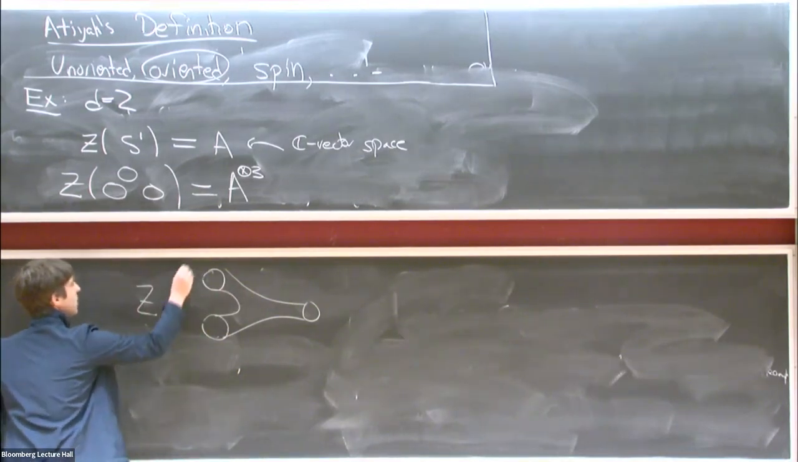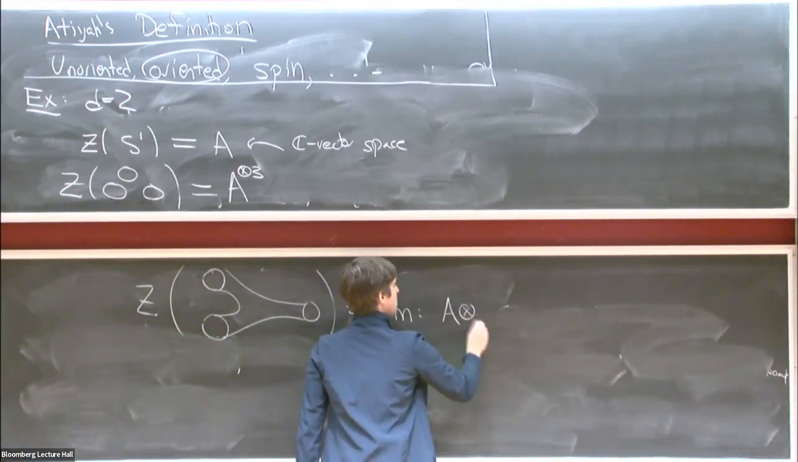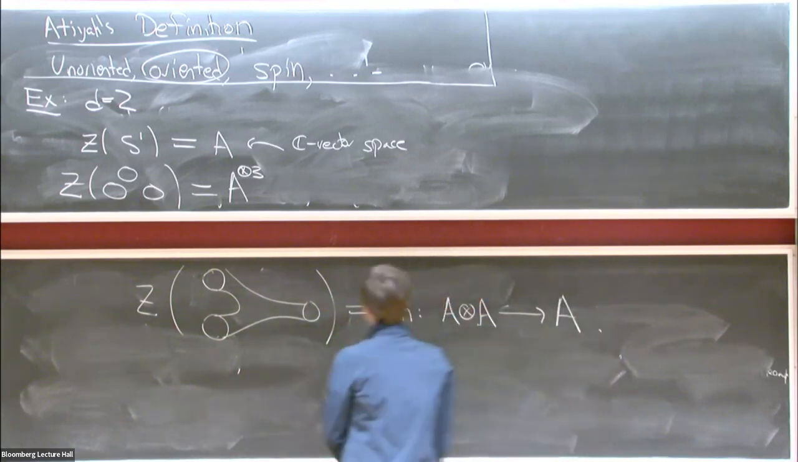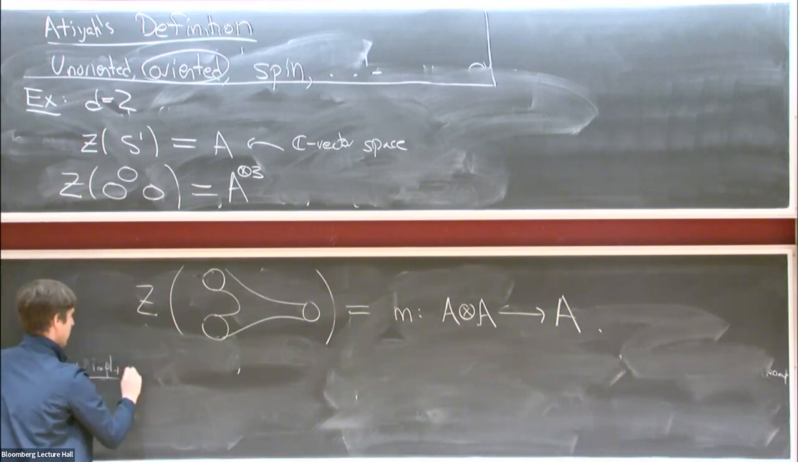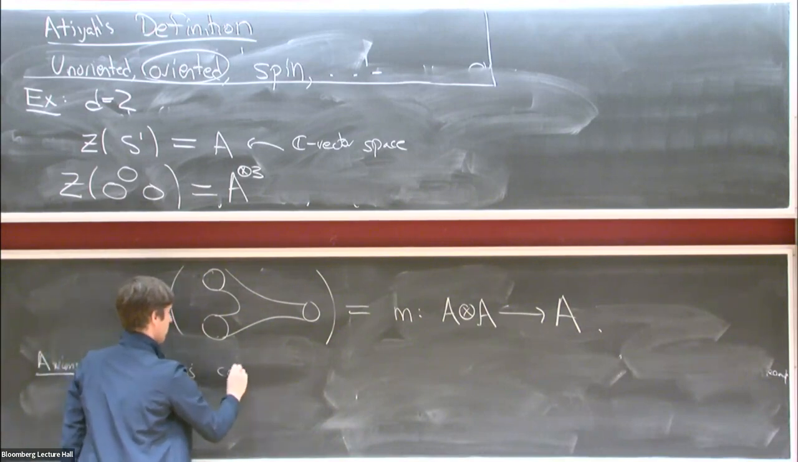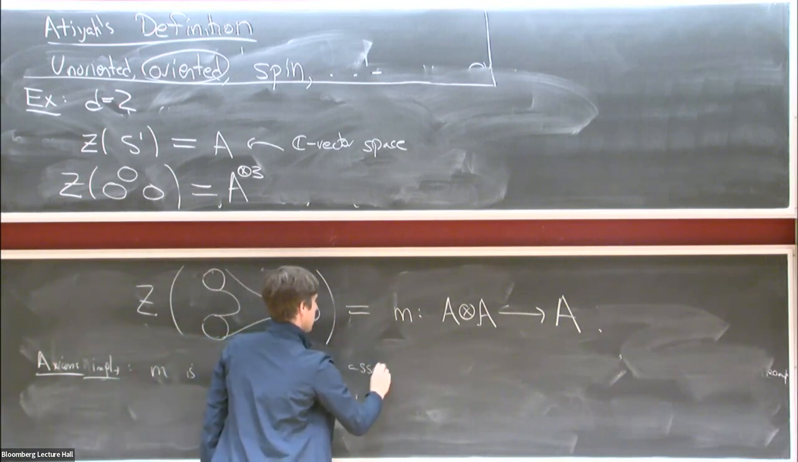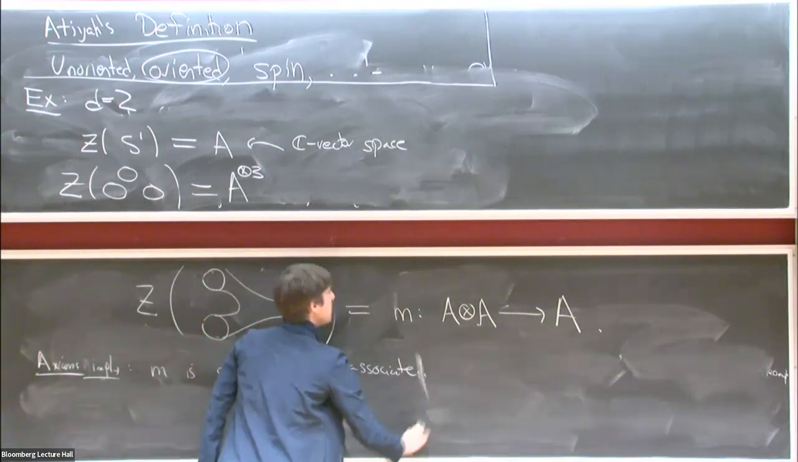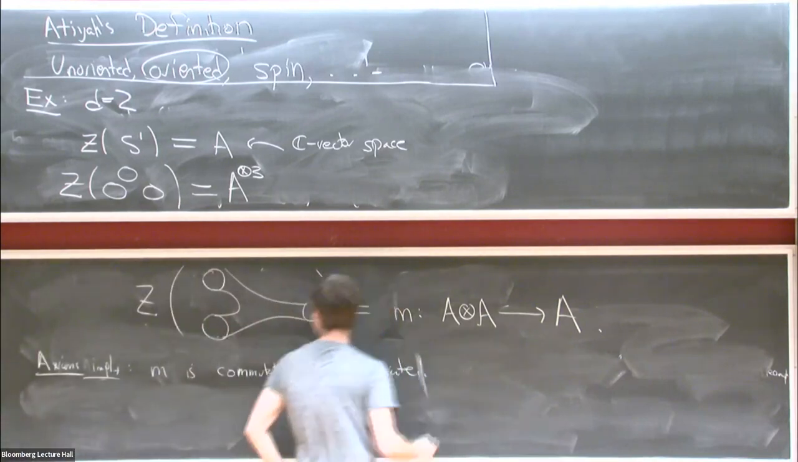And if you evaluate Z on this, you'll get something which I'll call M. It's a linear map from A tensor A into A. Let me just remark that the axioms imply that M is commutative and associative. I chose the letter A because this thing is going to end up having the structure of an algebra. There's also a unit for this multiplication.